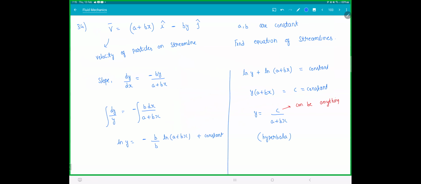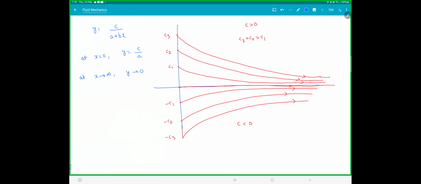Any doubts on this integration? Clear? Arush, Soham, Ojas, clear? Parth, Vignajit, Devika, Sharman, Devansh, clear? So that is a bit about streamlines.